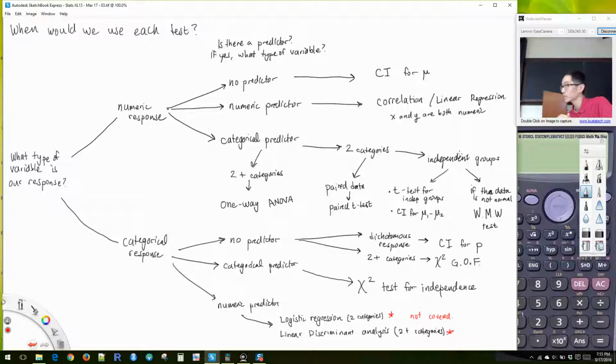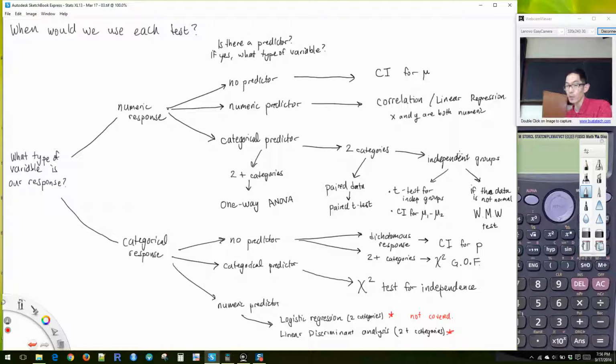So would that be a categorical predictor with a numeric response? Yes, that would be a categorical predictor, because what we want to know is, does whether they got the drug or not have any influence on the response, being blood pressure or heart rate or whatever it might be? Okay.